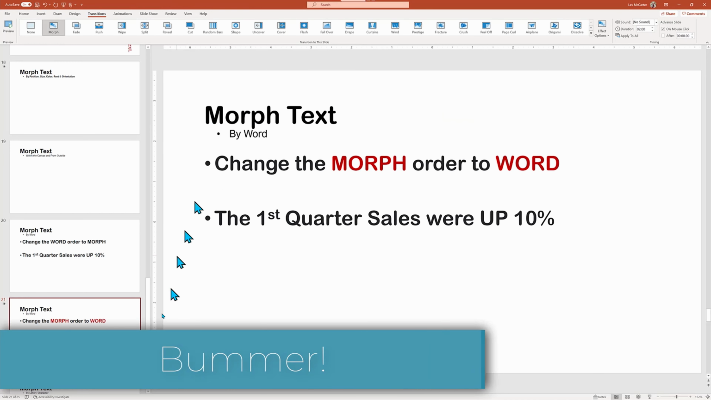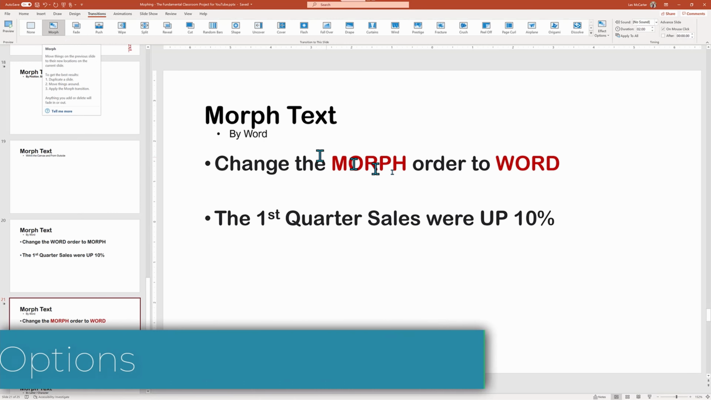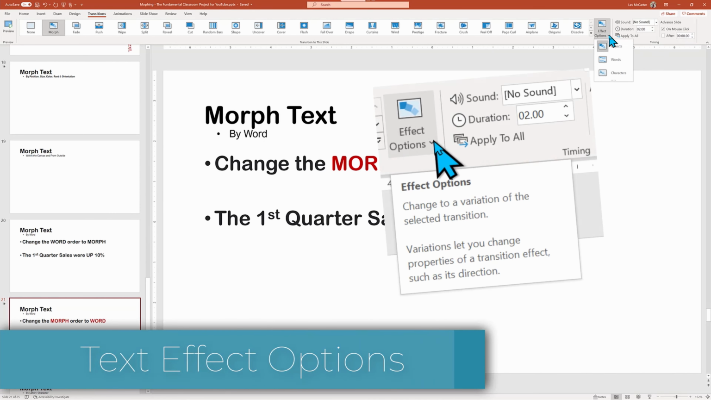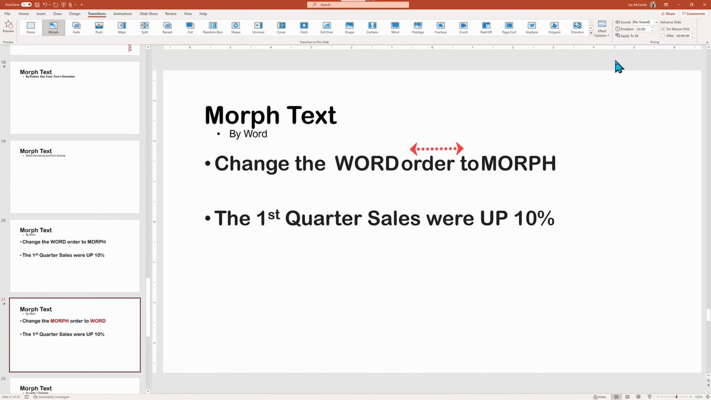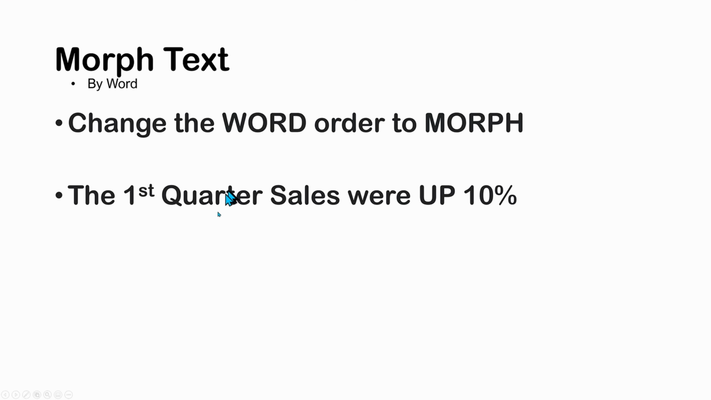It's kind of underwhelming. But wait, if we go back to the second slide and go to the morph transition, there is a drop-down box for effect options. And there we can change the morph from object to word, and this will make PowerPoint more aware of the actual words on the page and how they change from slide to slide. And in the slideshow, this looks cool.